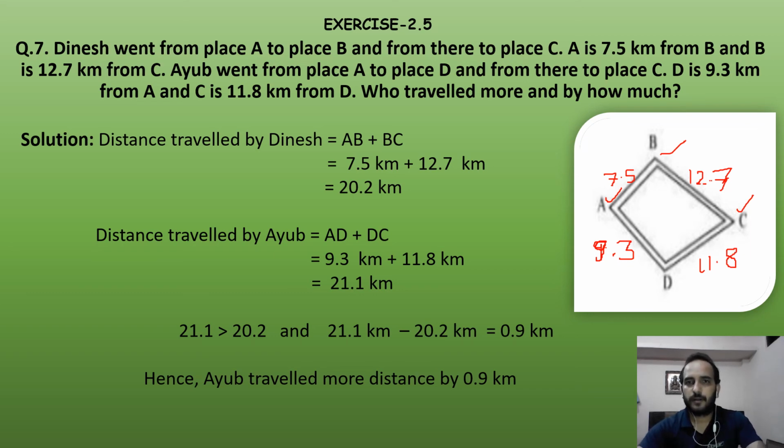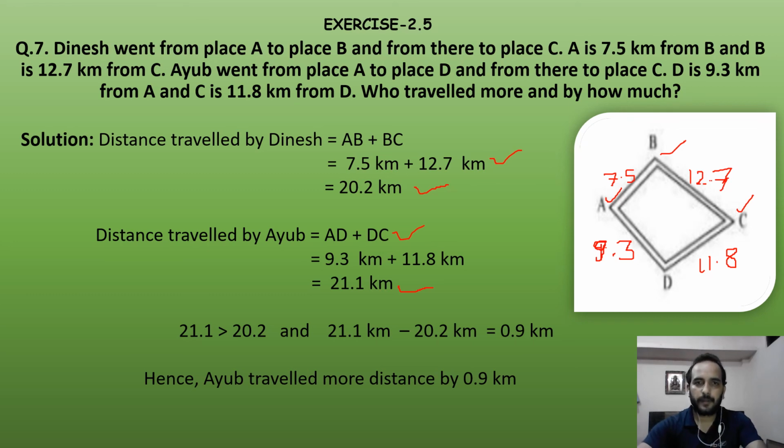Who traveled more and by how much? So the distance traveled by Dinesh is AB plus BC. Very simple, we need to add it. We have added both the values of distances AB and BC, and we have got 20.2 kilometer, the distance covered by Dinesh. Now the distance traveled by Ayub is AD plus DC, and we have added 9.3 and 11.8. We have got 21.1 kilometer.